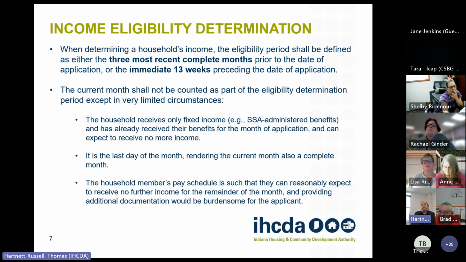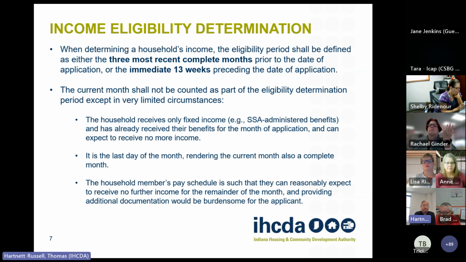So for income eligibility determination, when determining a household's income, the eligibility periods shall be defined as either the 3 most recent complete months prior to the date of application or the immediate 13 weeks preceding the date of an application. The current month shall not be counted as part of the eligibility determination if you're using that 3 complete month method, except in very limited circumstances.